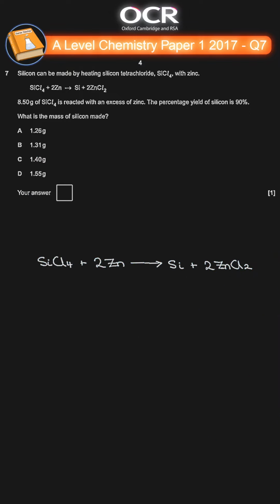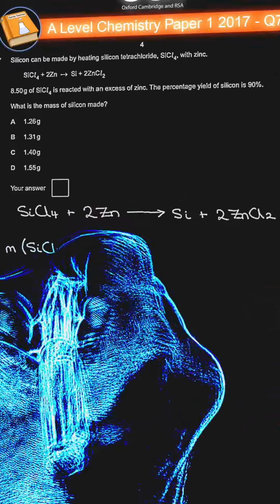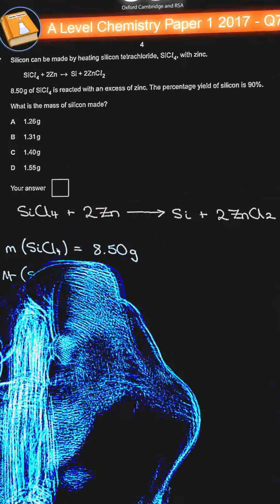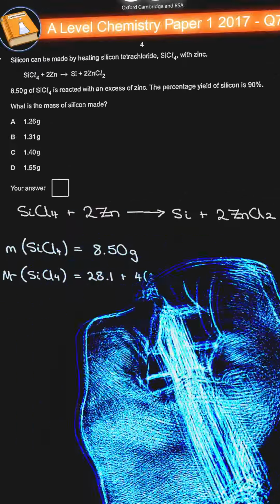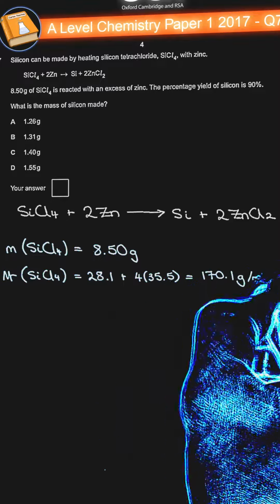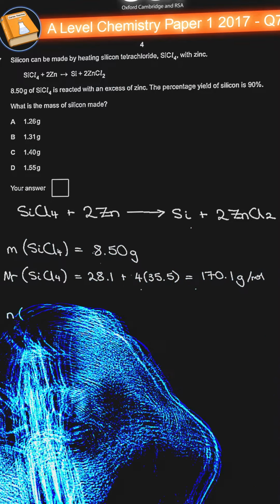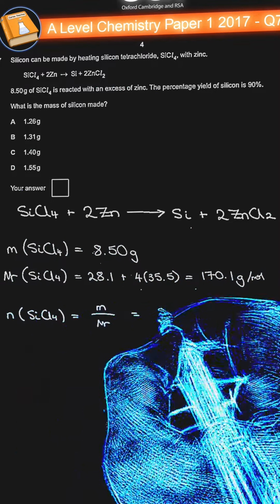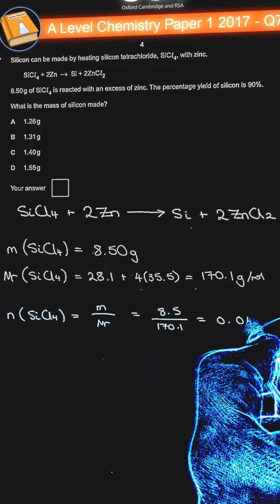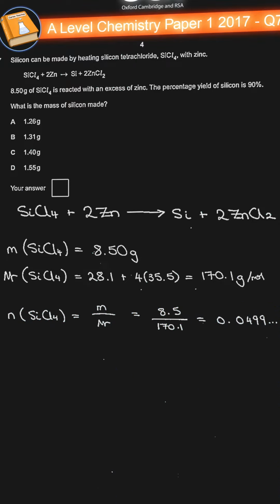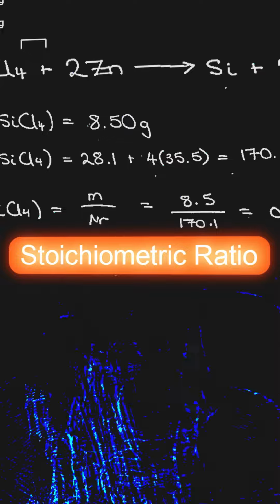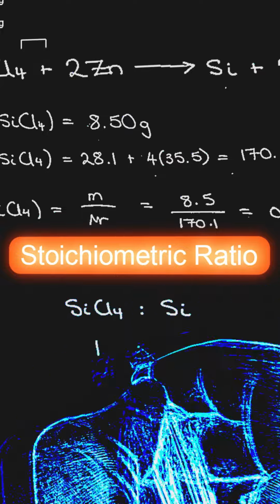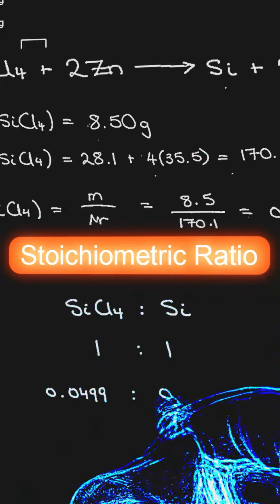Let's first start with finding the moles of SiCl4 using n equals m over Mr. We have a mass of 8.5 grams and the Mr of SiCl4 is 28.1 plus 35.5 times 4, which gives us 170.1. Plugging those numbers into the equation, we get 8.5 over 170.1, which is about 0.0499 moles. Using the balanced equation, we know it's a 1-to-1 ratio, and so we get 0.0499 moles of silicon.